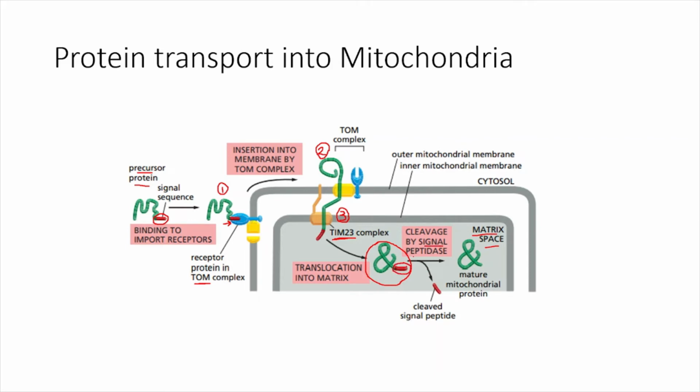This N-terminal signal sequence will be cleaved by a signal peptidase. It will be removed and this mature protein remains within the mitochondrial matrix space. So the proteins which are destined for the matrix space are transported first through the TOM complex in the outer mitochondrial membrane, then through the TIM complex in the inner mitochondrial membrane, and finally the signal sequence is removed through the signal peptidase.